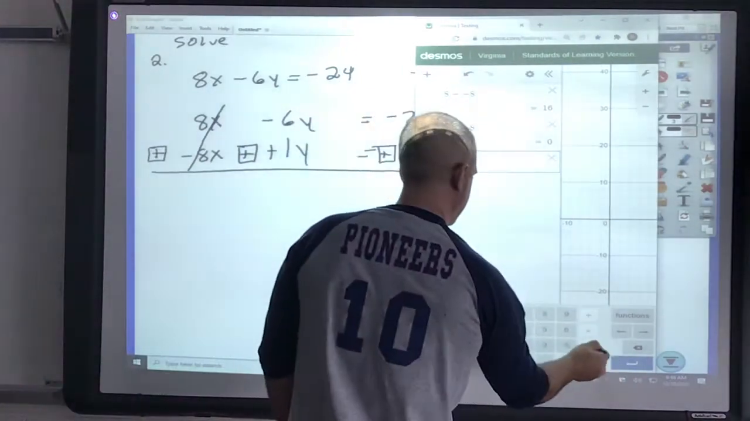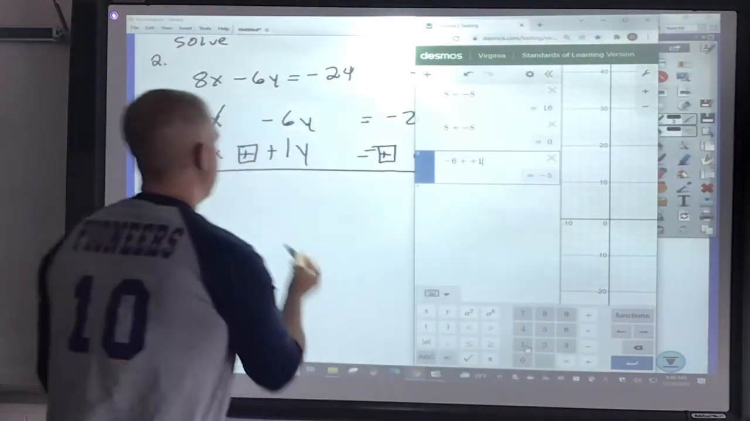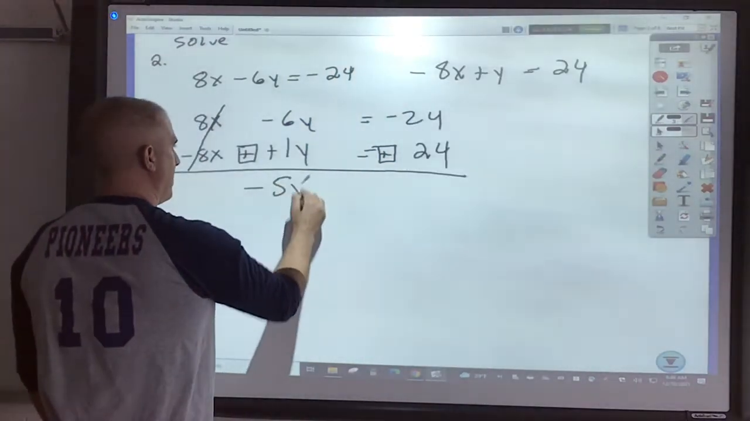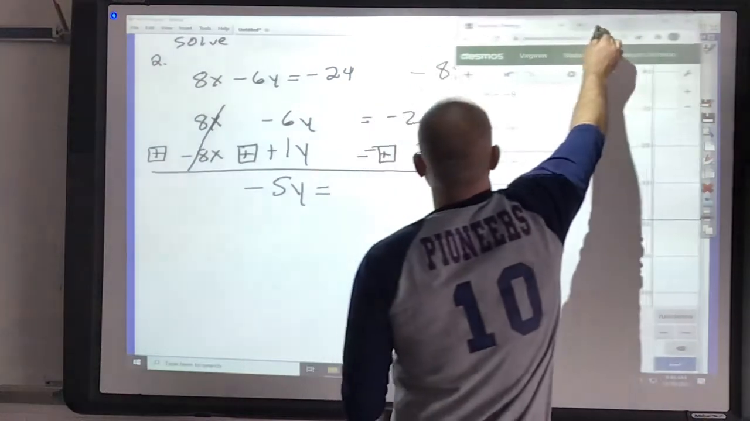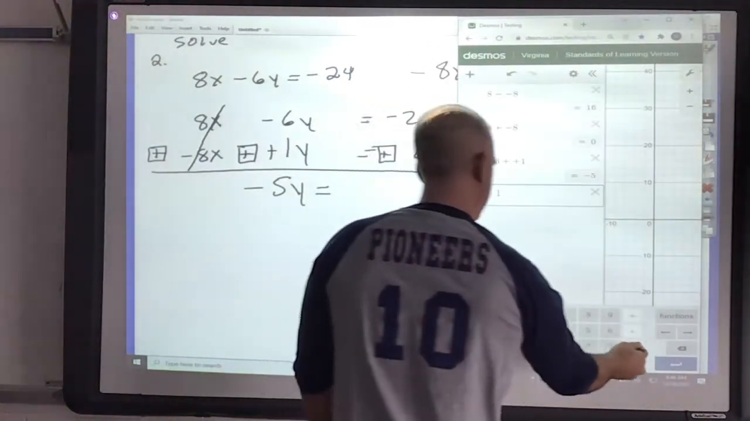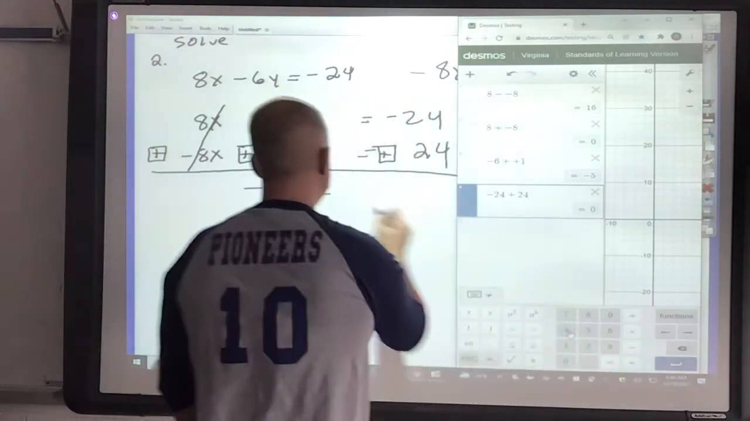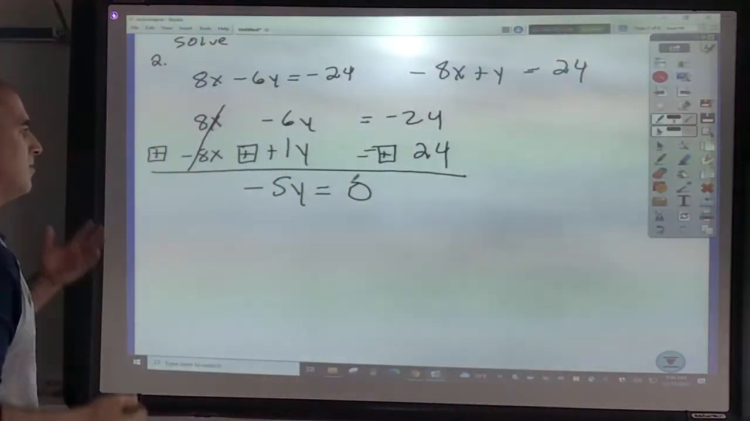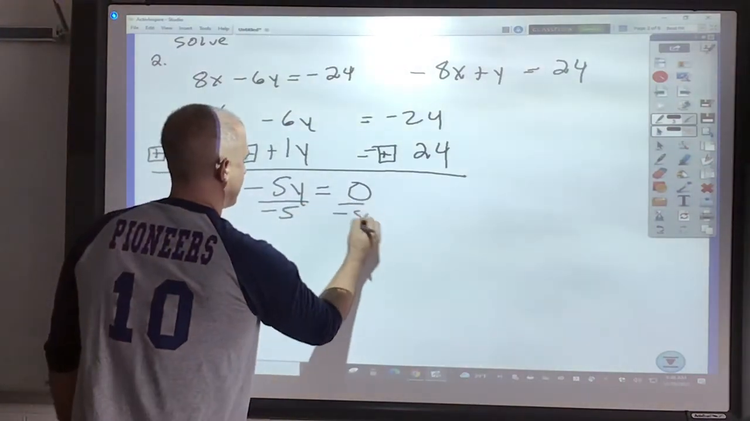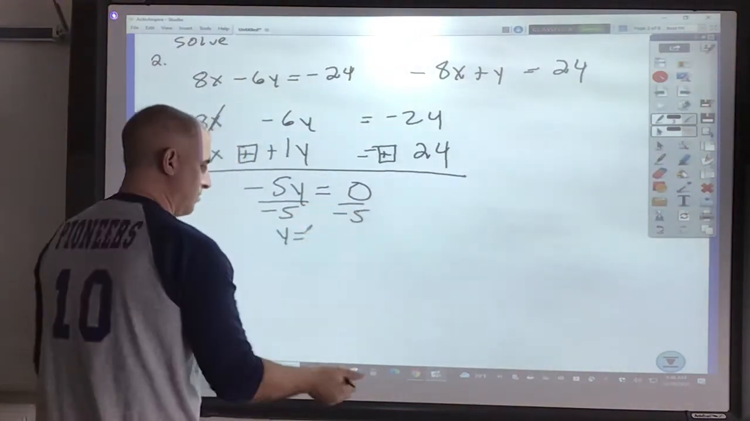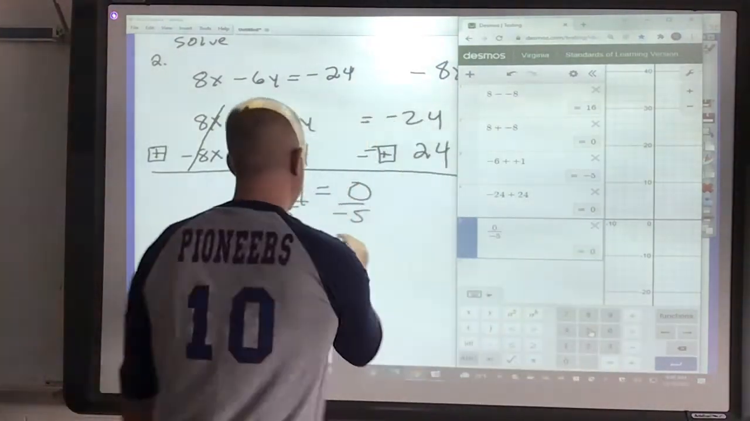Negative 6 plus positive 1, and I get negative 5 and a y equals, okay, negative 24 plus 24. I get 0, okay? So now I want to solve for y. This is pretty easy. I want to divide this by negative 5, divide this by negative 5. I get y equals 0 divided by negative 5 is 0, okay?